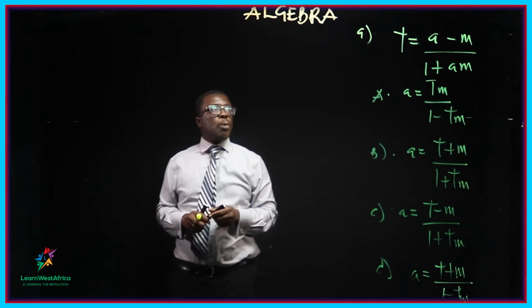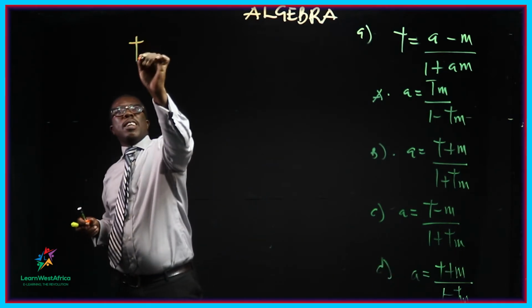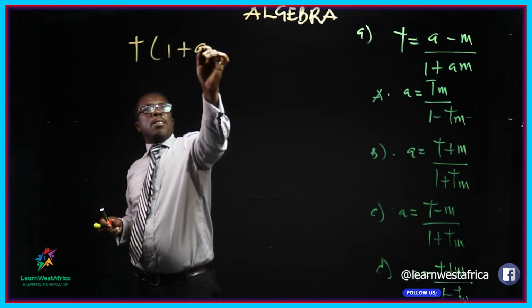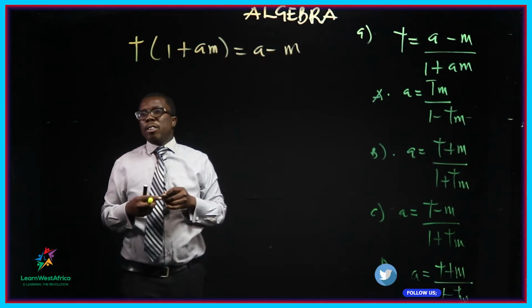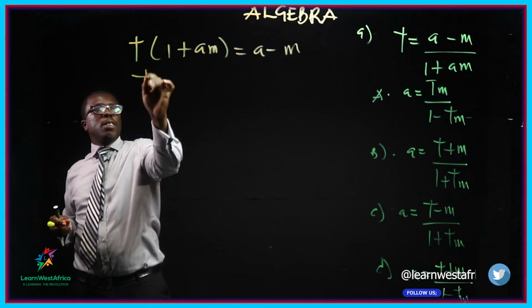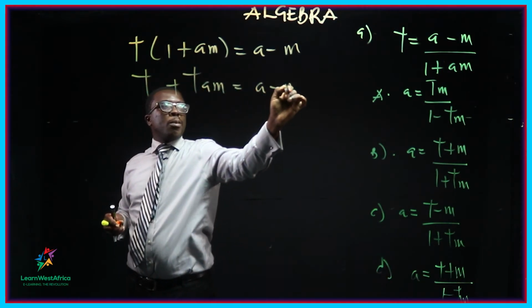You need to cross multiply. Okay, cross multiply. So you're going to have t times 1 plus am is equal to a minus m. Let's try and expand this. This is going to give you t plus tam is equal to a minus m.